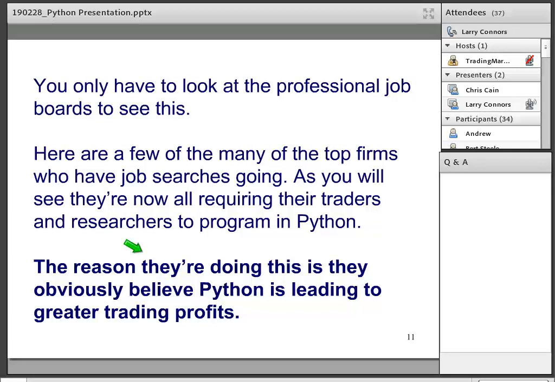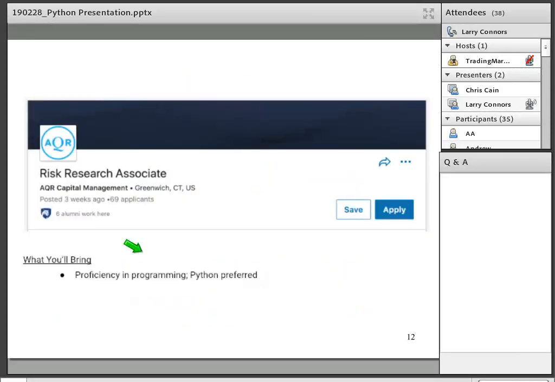Okay, so does that make sense to everybody? I mean, obviously there's only one objective there. They're looking to make money, and they believe that Python is getting their traders to be able to do that. Okay, and we can see this now across the board. So let's look at some of these firms.